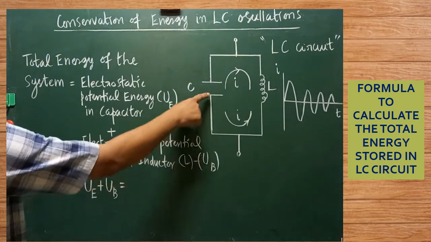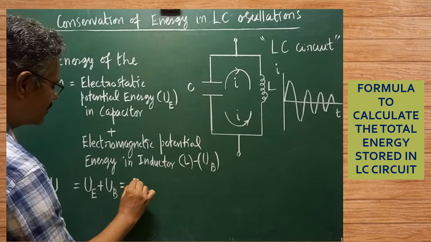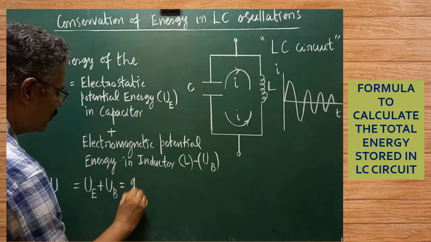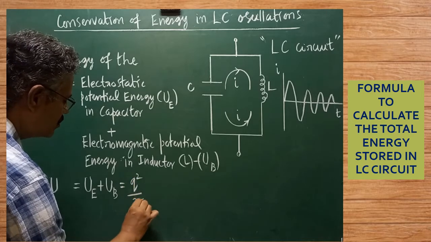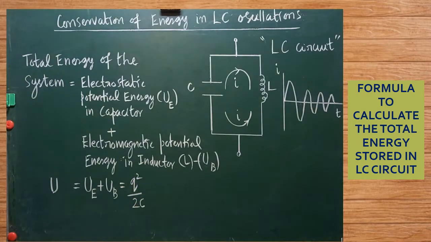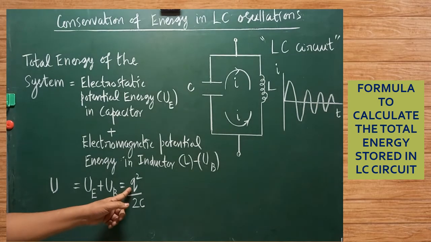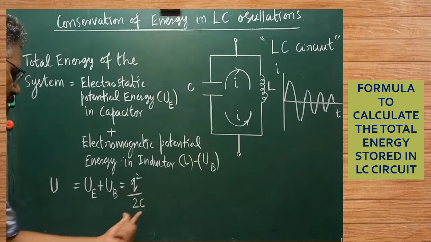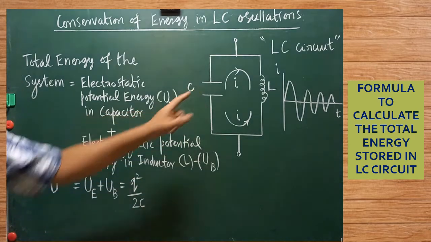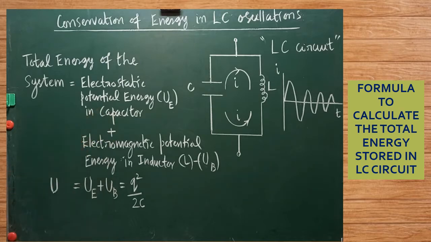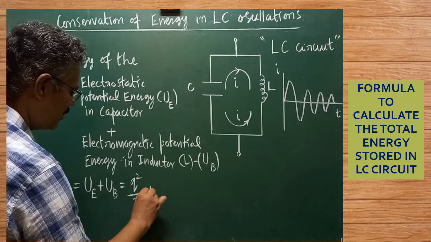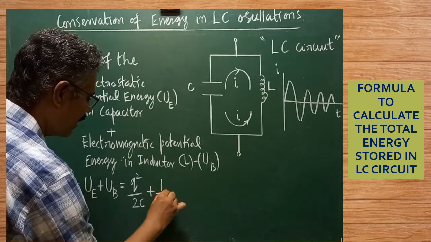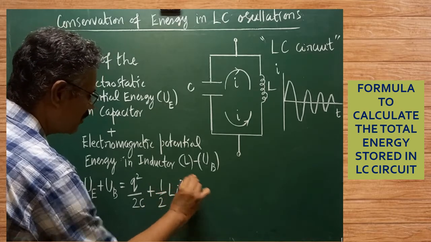So simply this expression can be written. For the energy stored in the capacitor, the formula is q square, we can use small q, divided by 2C. Are you clear? Already in the first lesson we have learnt how much energy is stored in the capacitor. Q square divided by 2C is the formula to calculate the electrostatic potential energy stored in the capacitor. That is to be added with the energy stored in the inductor. For that the formula is half L i square.